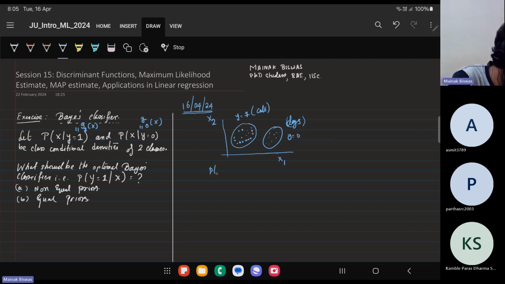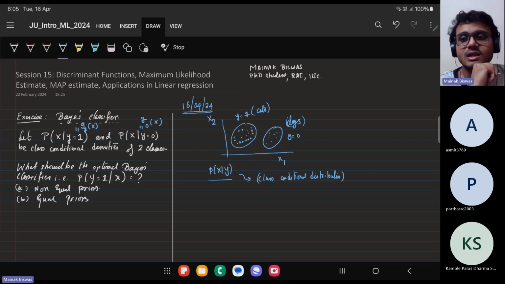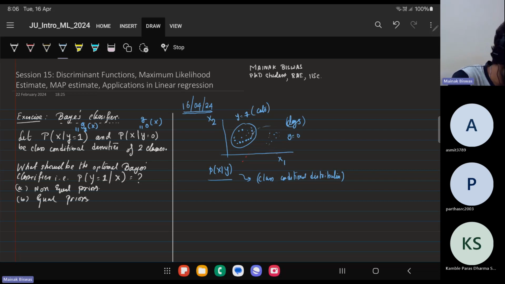So this is x given y, sorry. This is called the class conditional distribution, if you recall from last class. So you have the distribution of dogs and the distribution of cats. Let us put some intersection between them, just to make them look realistic.